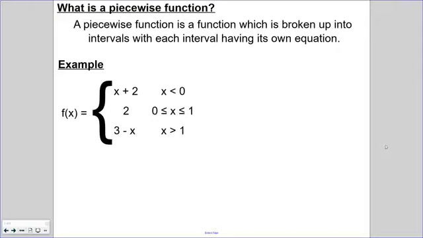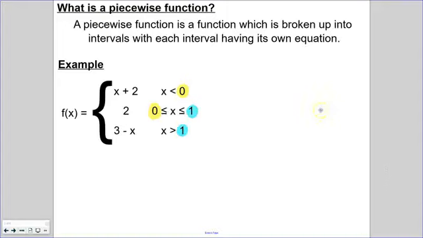So again, there are three different pieces here, but the pieces are connected at certain x values. For example, we can see that our top expression is for numbers that are less than 0, and then our second expression picks up right at 0. So it would be nice if the two functions were able to meet at x equals 0, but by what we're given here, we don't know whether that's true or not. Similarly, the middle function goes from 0 to 1, and then our bottom function picks up at 1.